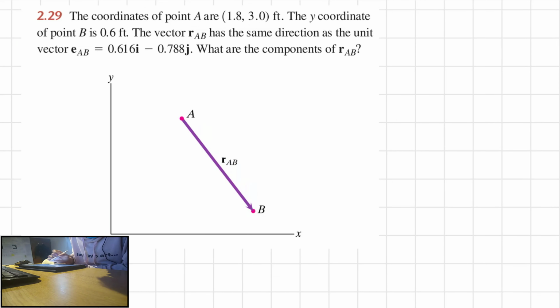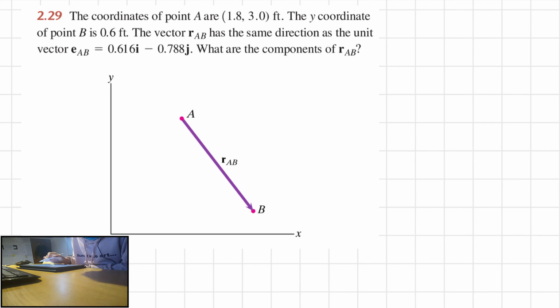Exercise 2.29. The coordinates of a point A are 1.8, 3.0 in feet. The y coordinate of point B is 0.6 feet. The vector RAB has the same direction as the unit vector eAB, which is equal to 0.616 in the I direction minus 0.788 in the J direction. What are the components of RAB?